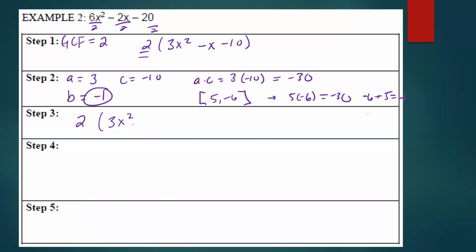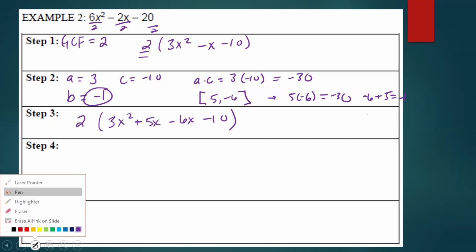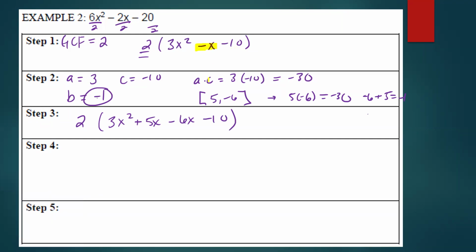All right, so we have 3x squared, but now we're replacing the middle with these, right? So it becomes 5x, negative 6x, minus 10. So the only thing that was replaced was where negative x used to be, it became positive 5x and negative 6x, which still equals what? Negative 1x, right?